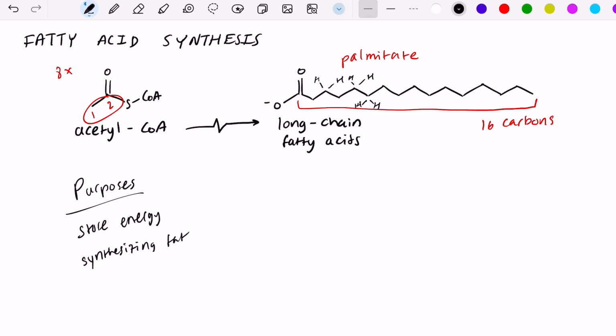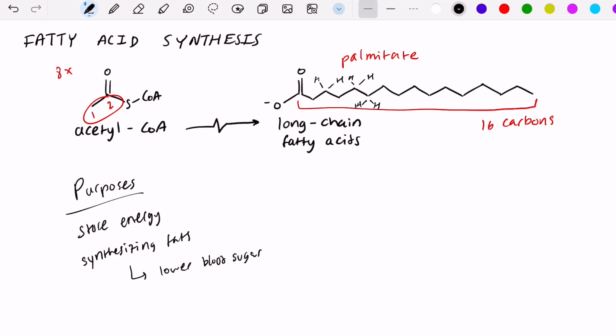Another purpose, when we synthesize fats, this can help us remove sugar from the blood. And we'll try to look a little more about how that happens, but sometimes building fats is a way to effectively lower your blood sugar right after a meal.